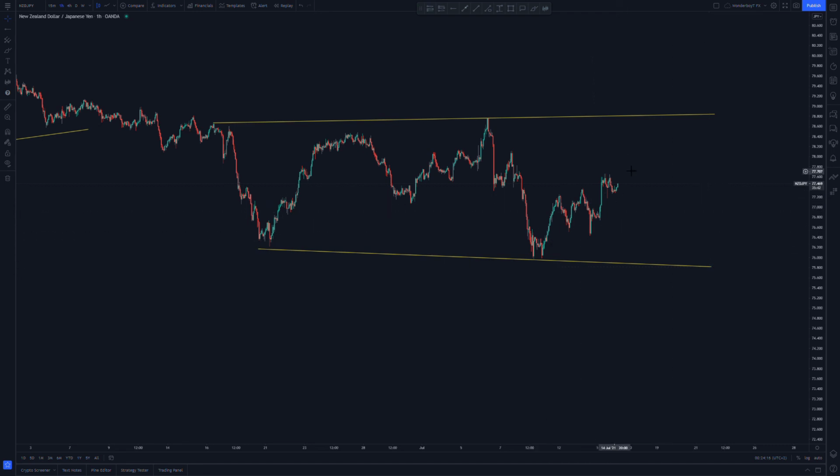So we're moving nicely to the upside, and we are moving correctively. So that's it, guys. This is what I'll be looking for for the remainder of the week.